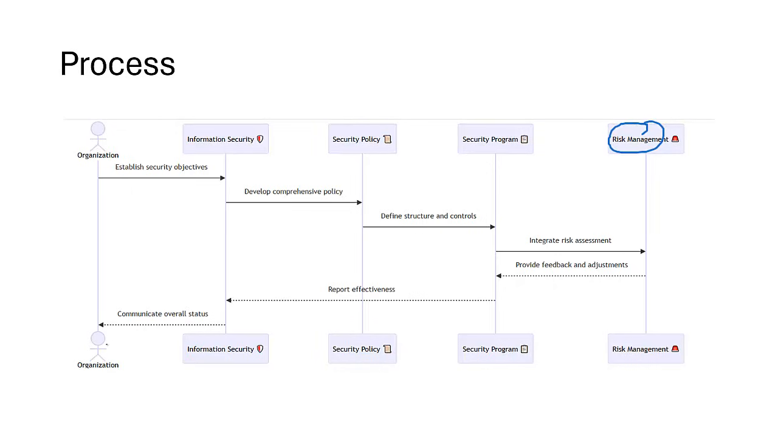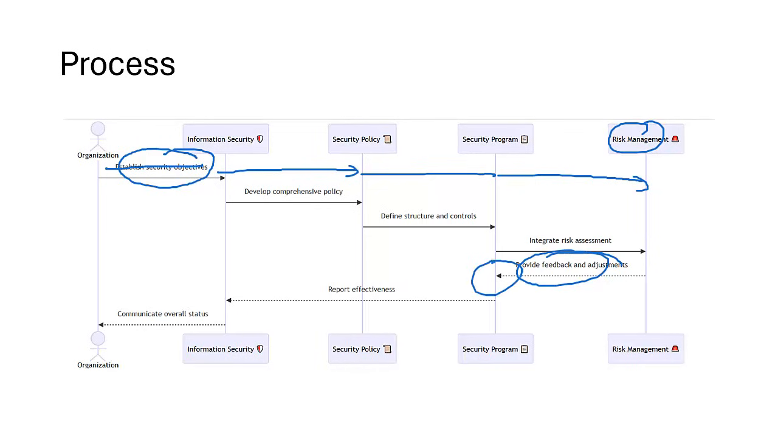So that's why we say the organization informs the information security manager. The information security manager creates the information security strategy that covers your objectives. Then based on the objectives, we create a policy, and the policy defines the controls for the security program. To implement all the controls, we need to do it with the help of risk management. You can see risk management provides the feedback. Based on that, we update the program effectiveness. We need to inform the information security manager, and the information security manager informs the management. That is how it works.